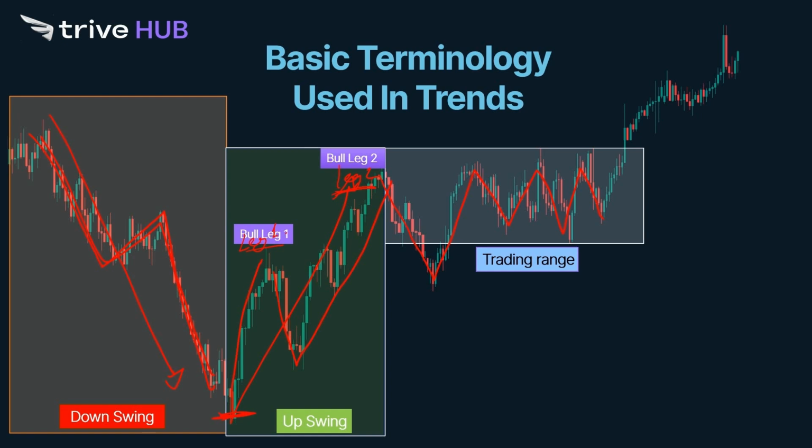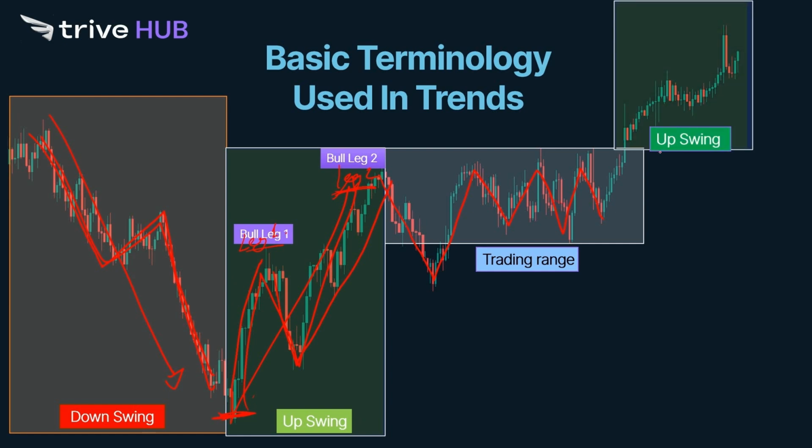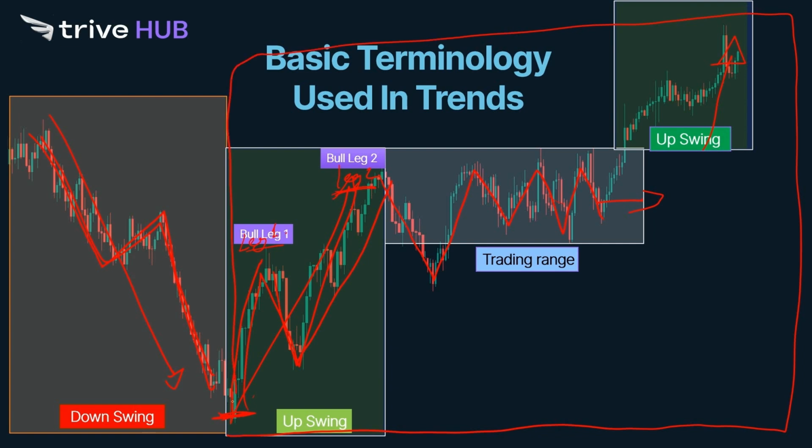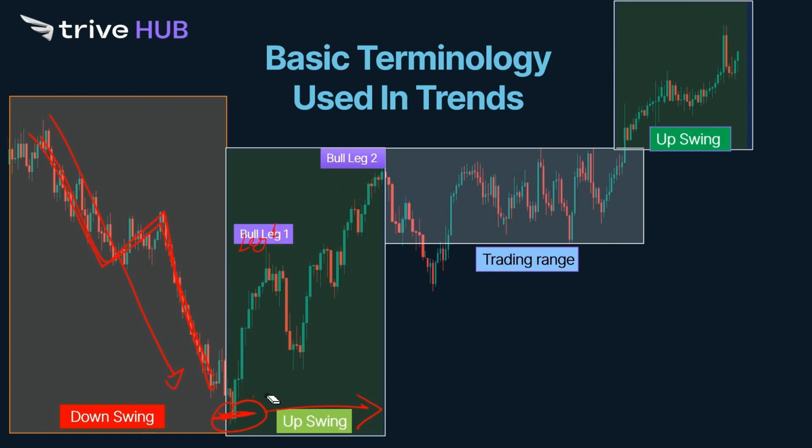If we shift to one lower degree, this is two legs up in this upswing and one trading range, and then again it has given an upswing after this range. So if you look at the overall picture, this is the big upswing going on from this low to this high. This is one single trend on the higher time frame, but it has multiple trends inside it. By using these terminologies, which are downswing, upswing, bull leg, bear leg 1, bear leg 2, trading ranges, minor ranges, swing lows and swing highs, right?